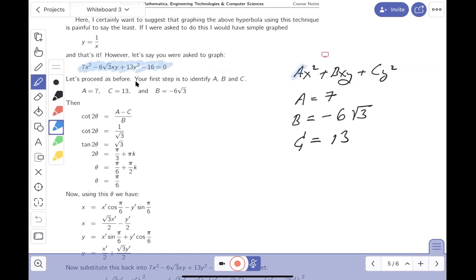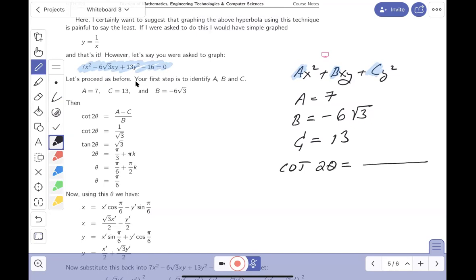What am I looking for? The A, the B, and the C. And I'm seeing it. A is 7, B is minus 6 root 3, and C is 13. Then what do we do? We write down the cotangent of 2 theta is equal to something. And what is it equal to?